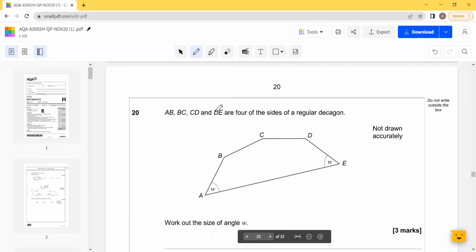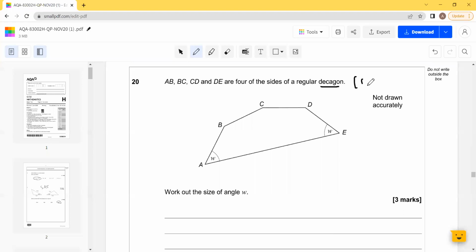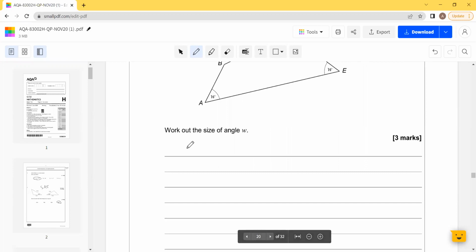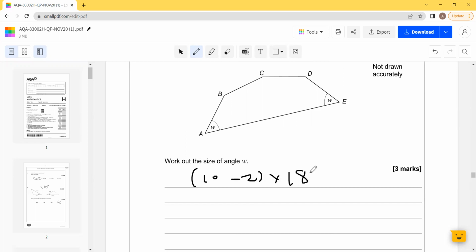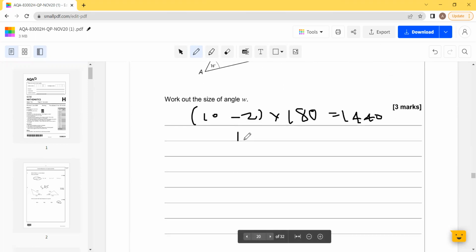Question 20. AB, BC, CD, and DE are 4 of the sides of a regular decagon. Work out the size of angle W. A decagon just means 10-sided. So now we can use (n minus 2) times 180 to figure out what the angles are. So 10 minus 2 times 180 is 1,440. Now we can divide that by 10 because it's 10 sides. So each is 144 degrees.